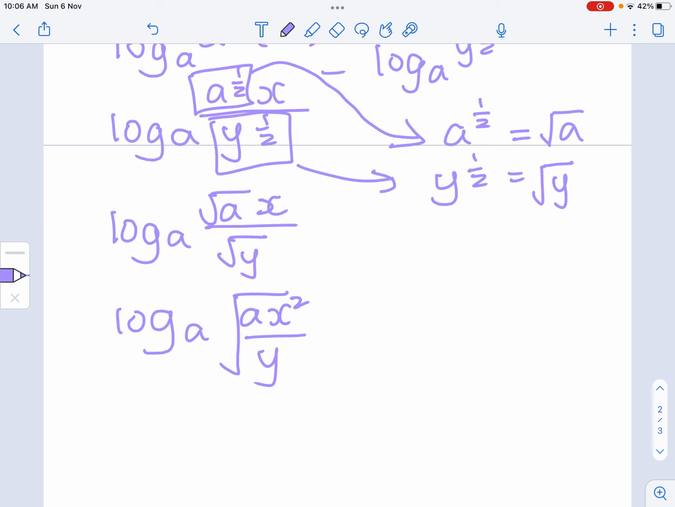If it asks for not having the square root, then we can leave our answer like this. Or if the question asks for simplifying into square root form, then we can leave our answer like this or like this.